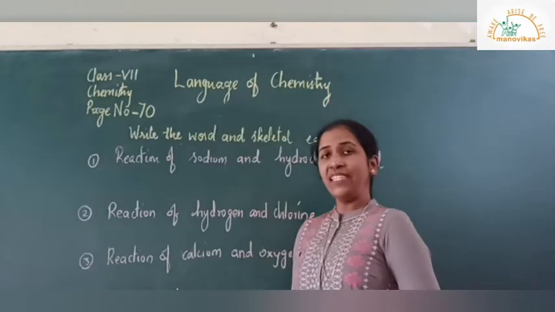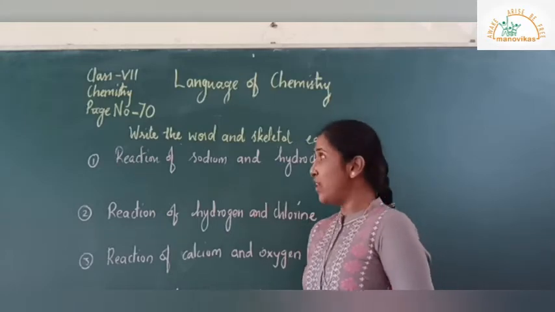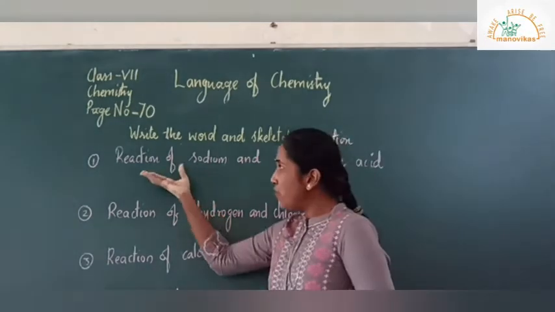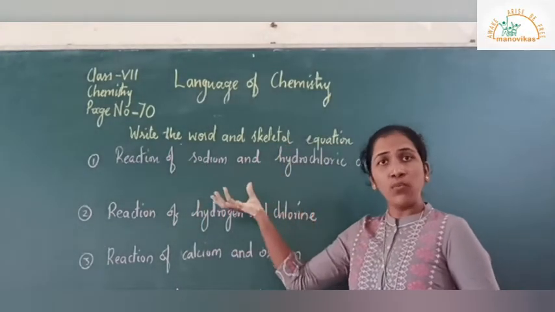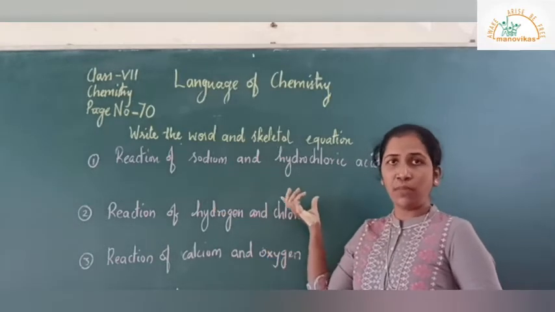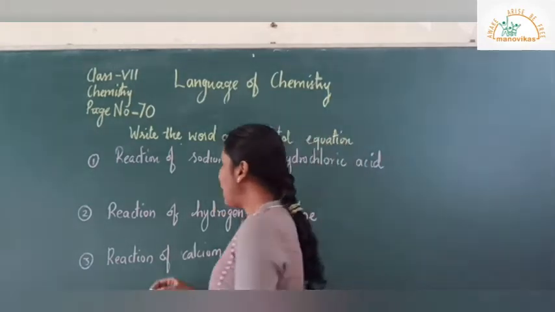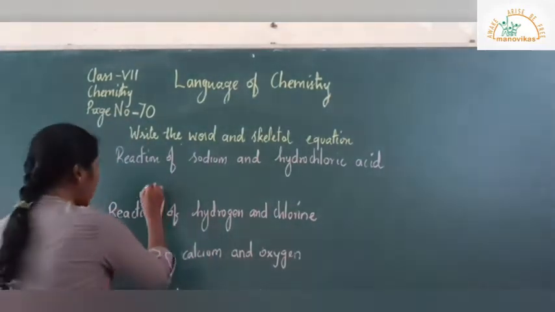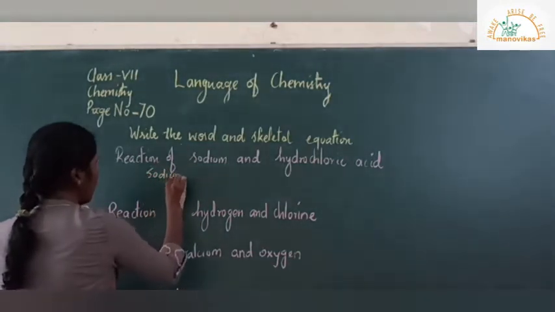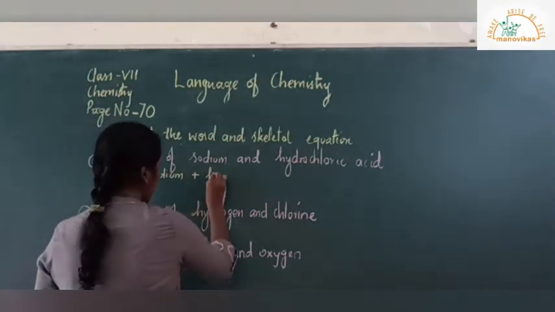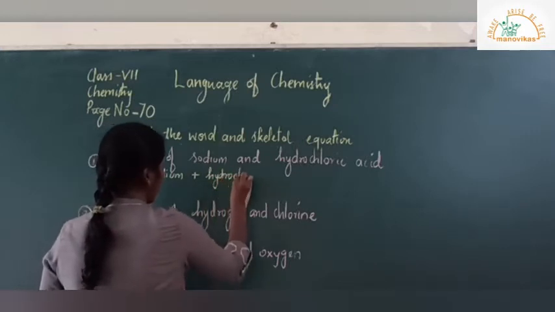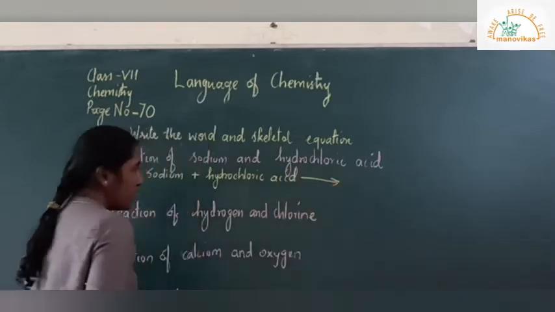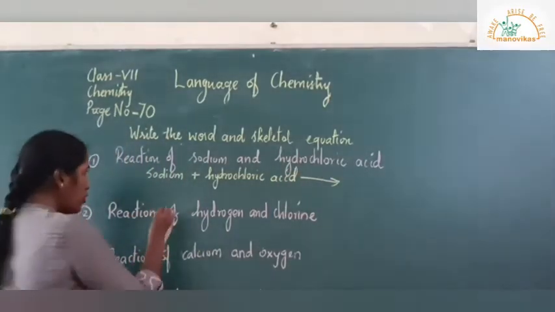Okay? In this I have taken some examples and you are asked to write the word and skeletal equation. Word equation is whatever you are given, you have to write it in word form, and what products you are going to obtain, that also you have to write. So let's start with the first one, the reaction of sodium and hydrochloric acid. So I write sodium plus hydrochloric acid gives, I'll write the formula also.